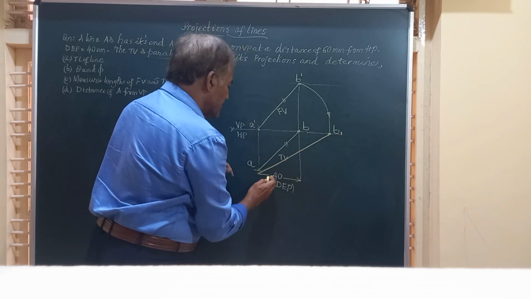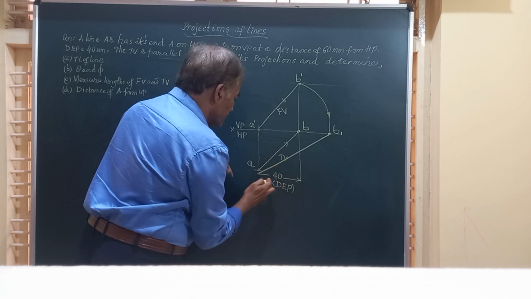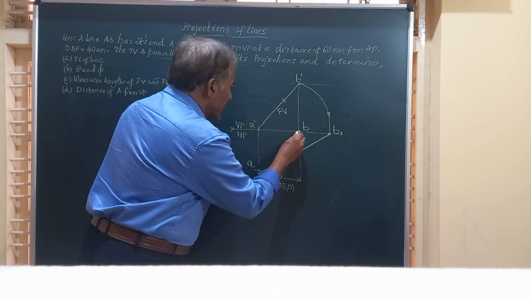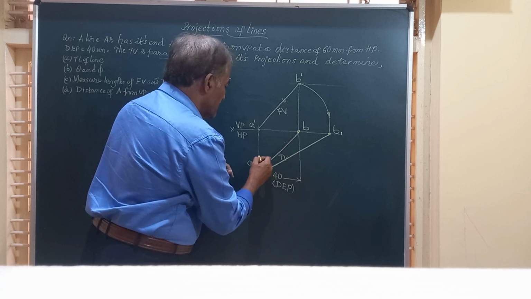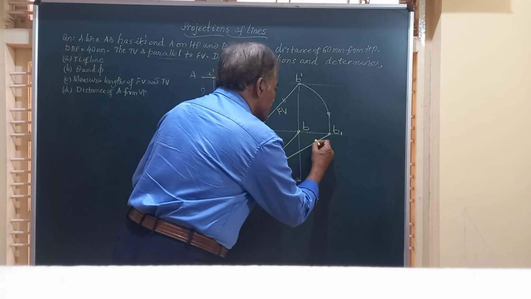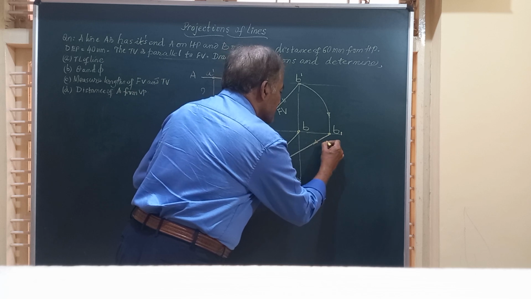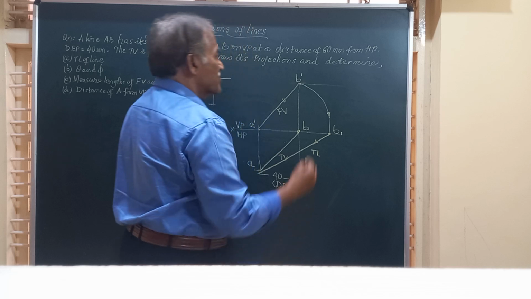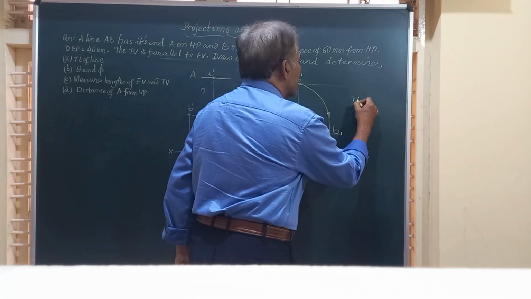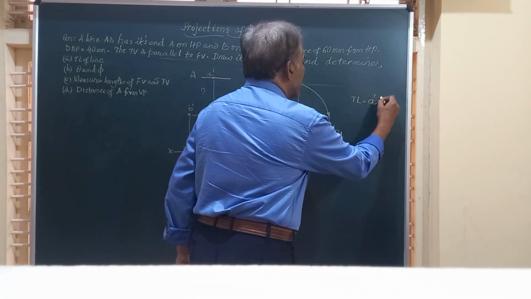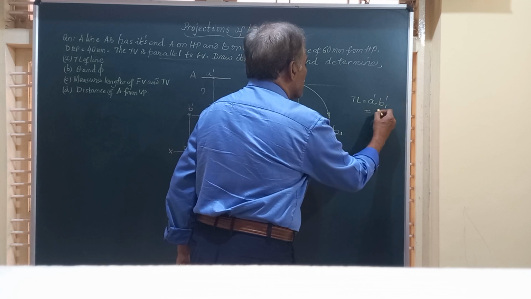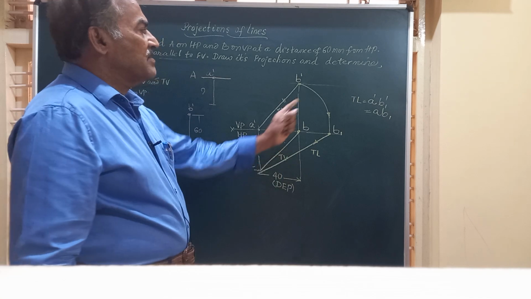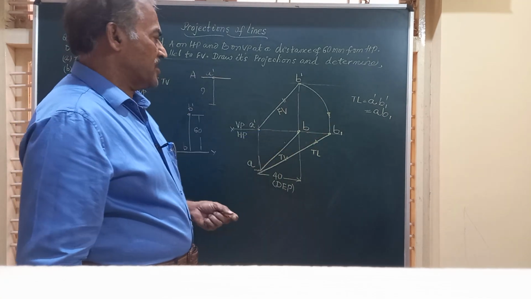So friends, I will just join that here, and this is the true length of the line. So I have joined here, and this is the true length of the line, ABTL. So I will say here this TL is equal to A dash B1 dash is equal to AB1. That is how we represent the true length in the front view and top view.